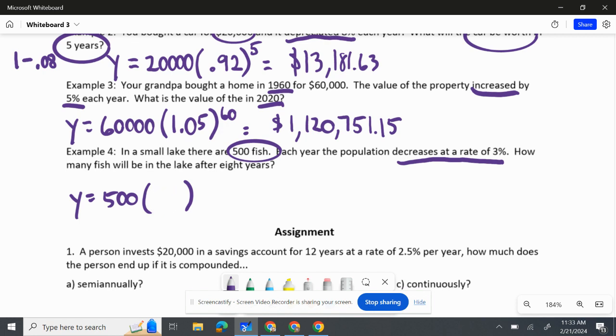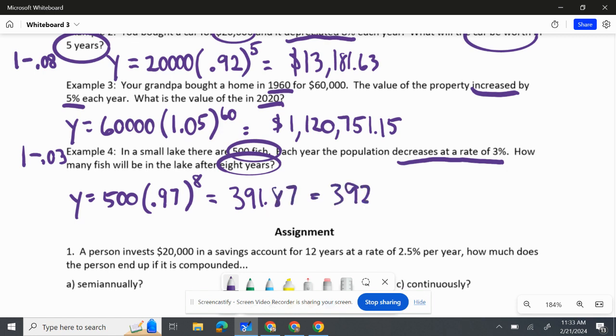So we're taking 1 and subtracting 3%, and that's why we're getting 0.97. And we're trying to figure out after 8 years. So we raise it to the 8th. And then that gives us 391.87. And so we're going to round up to 392 fish.